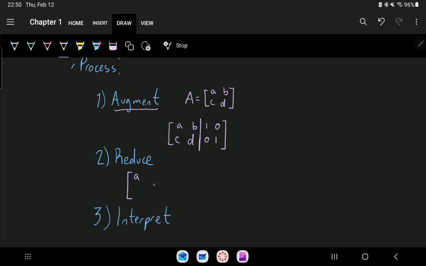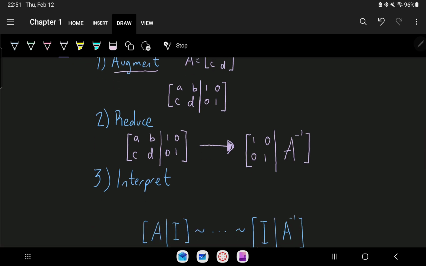And I'm not going to do that whole process for this general example because we're going to get a lot of messy letters, but basically what that's going to look like after you do all of your nice steps, and don't make any mistakes, hopefully, is that the side that we did have A on is now going to be the identity side, and the side that was the identity is going to be the inverse matrix.